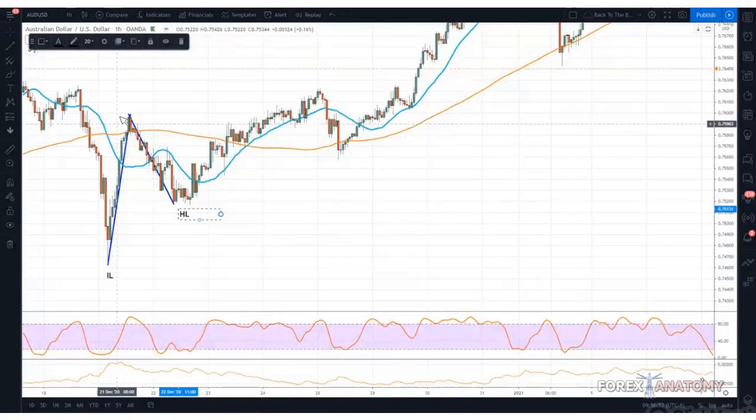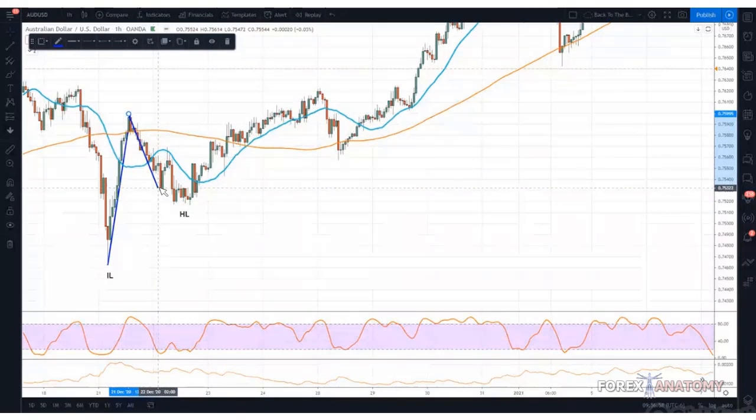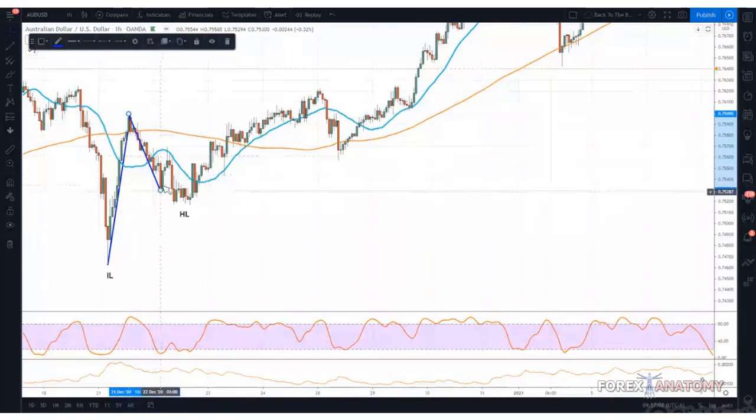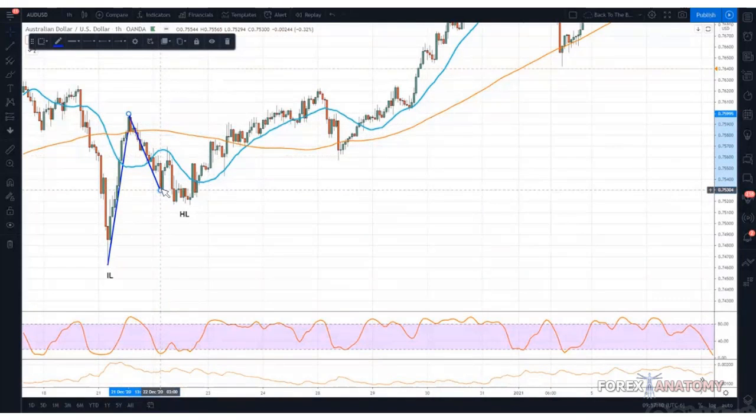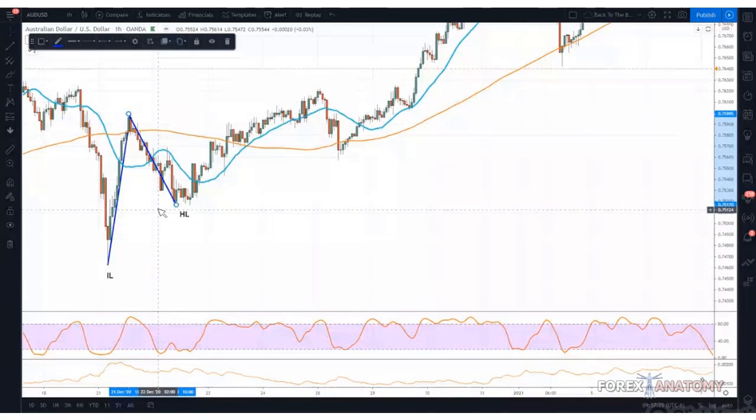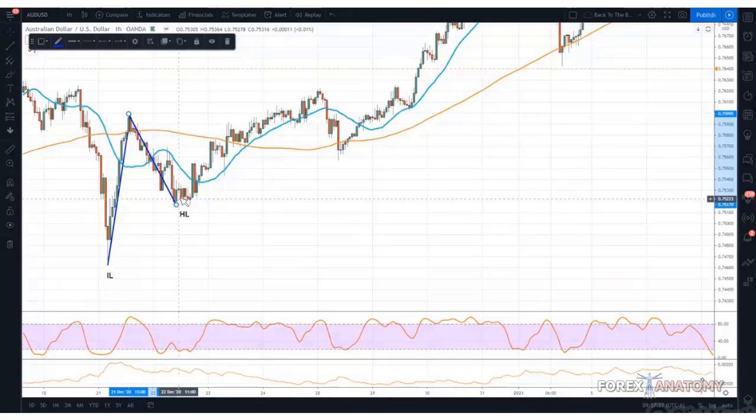So we have this impulse leg, price corrected. Of course, it was a complex pullback, but the reason why we can't use this right here is because we don't see the next impulse leg. Price pushes up, but it doesn't test these highs. So it's just another small part of that pullback, part of that correction lower. So we ignore this move right here and we look for the next lower price that price pulls back to, and it's this right here. So this will be considered our higher low.